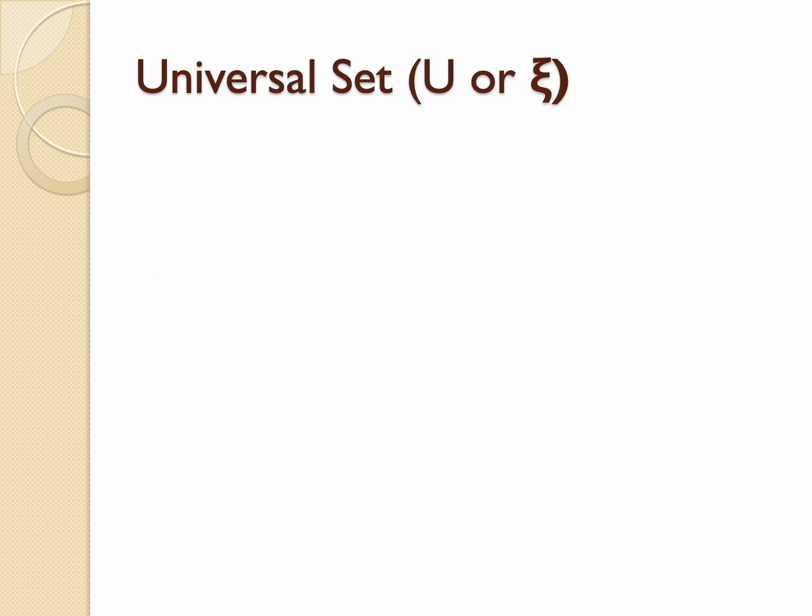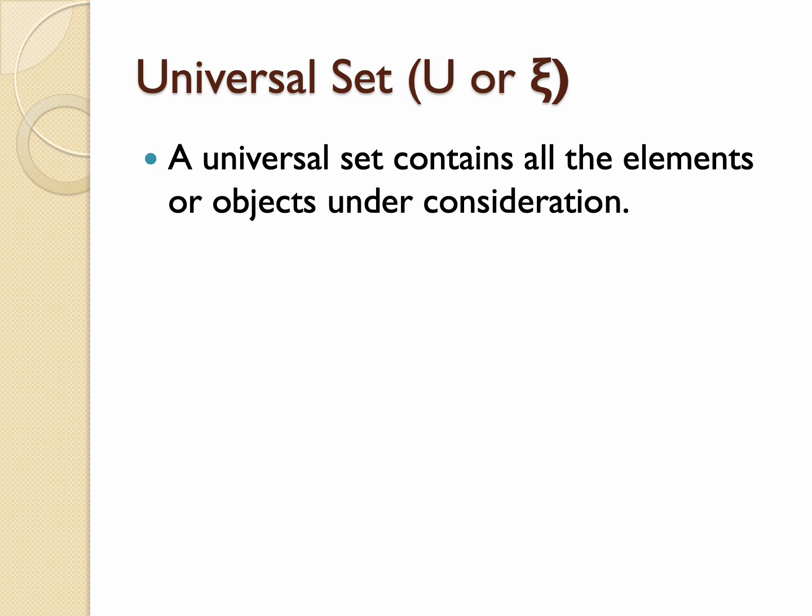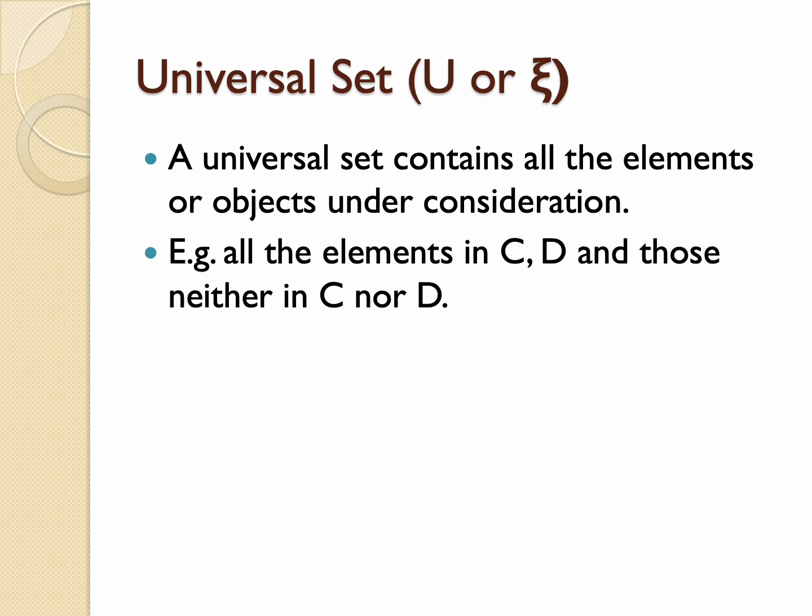Now, while drawing Venn diagrams, we need to know what the universal set is. Think of it as the big box that holds everything we are talking about. So if we are studying two sets, say C and D, the universal set includes everything in C, everything in D, and even the things that belong to neither. We usually show it with the symbol U or sometimes the Greek letter Xi. It's basically the whole universe of objects we are considering for the time being.